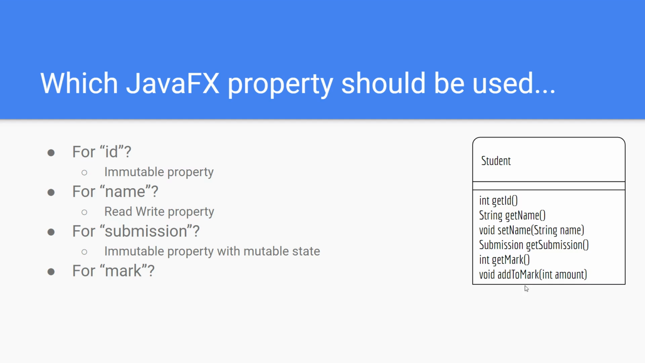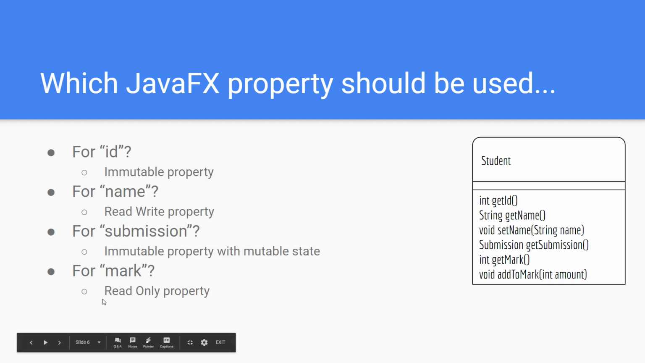And lastly, for mark. There is a getMark, but there's no actual explicit setMark. There is an addToMark method, but that doesn't directly set the mark. So we're only looking for the explicitly named setMark here. So because there's only a getMark, we call this a read-only property. Now the thing to note is, even though it's named read-only, it can still change, okay? Just JavaFX only reads from it. It never sets it.